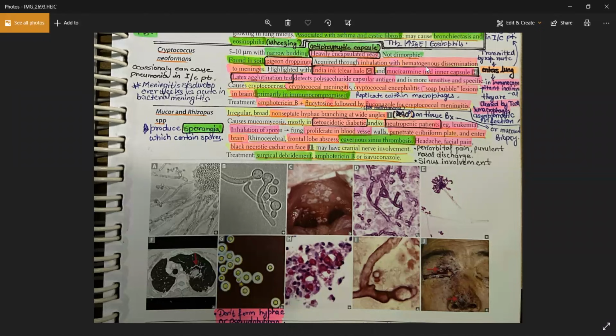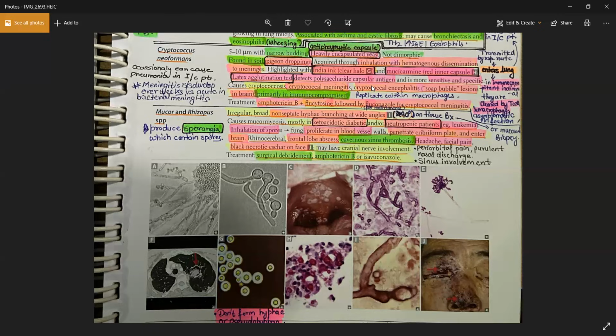Or you can do the mucicarmine staining, which is especially the staining for the capsules of the Cryptococcus neoformans. And in the mucicarmine staining, you will see this reddish capsule of the Cryptococcus. Apart from these two stainings, you can also do the H&E staining. Very important, and because their capsule is polysaccharide, it contains the glucose, so you can also do the PAS staining. So step 1 can give you either the India ink, the mucicarmine, the H&E staining or the PAS staining.